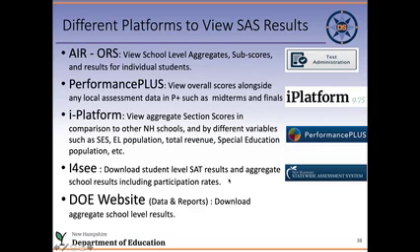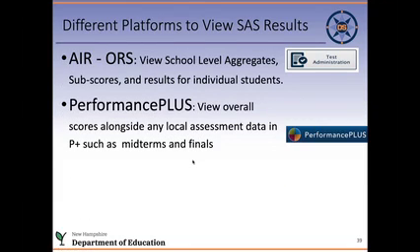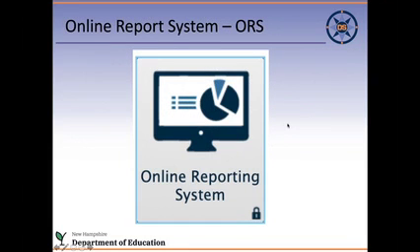But I4C is also another place where you can look at data. It's a little more technically based. So if you're a technical person, you could get data from there. I think you have to be a superintendent to get the data, but you can access it from your superintendent. And then the DOE website has reports that you can download, aggregate type reports. Like I said, mostly we're going to talk about the ORS, which is on the portal, and Performance Plus.